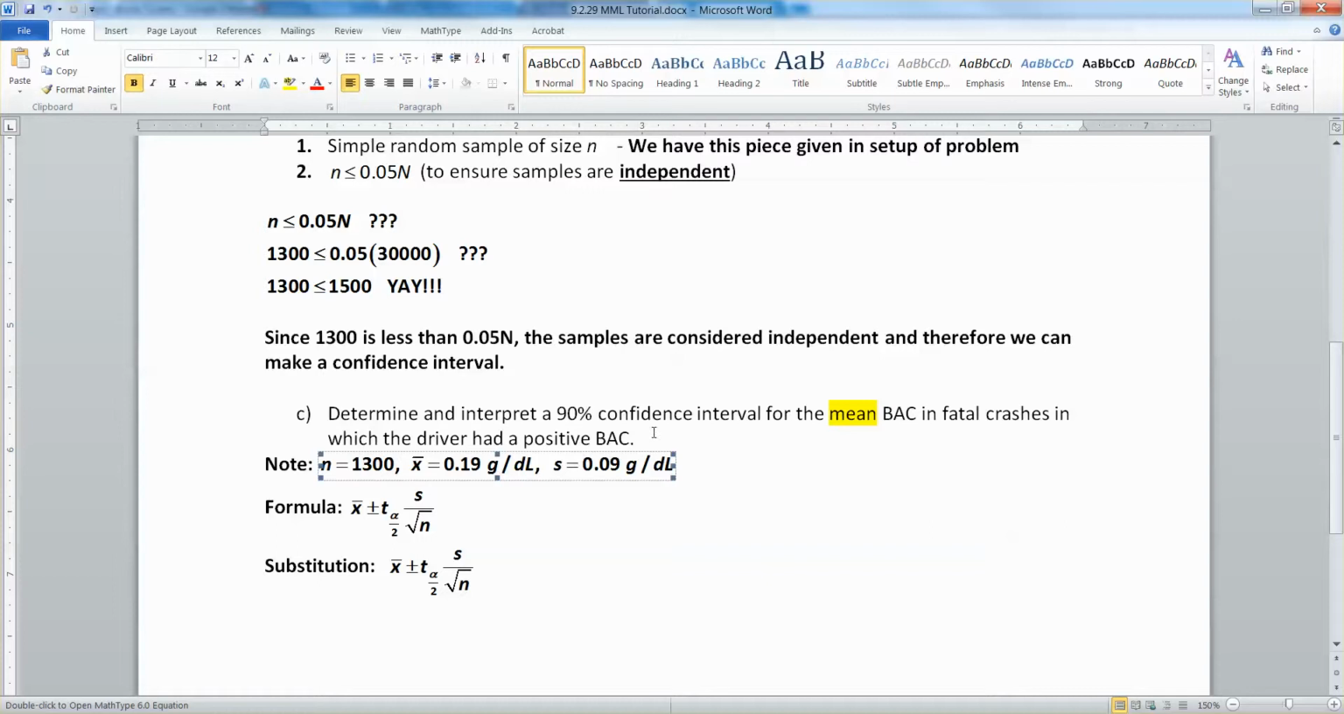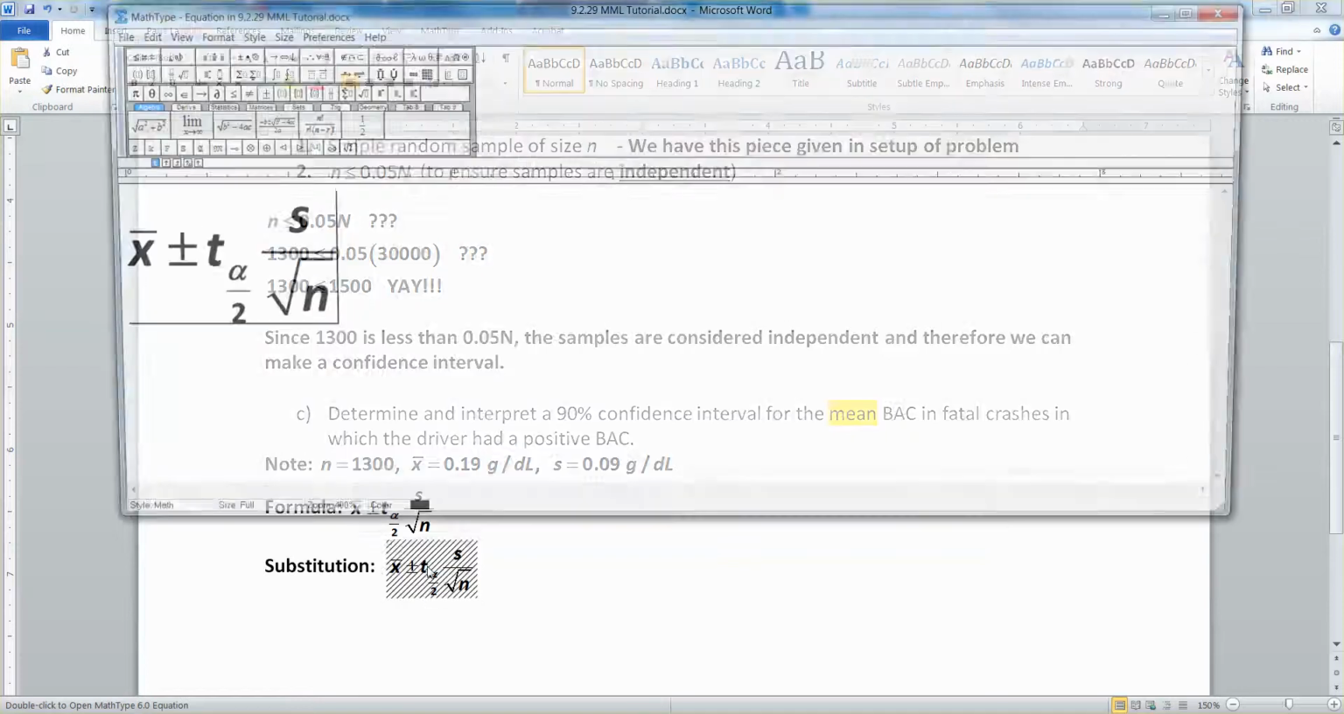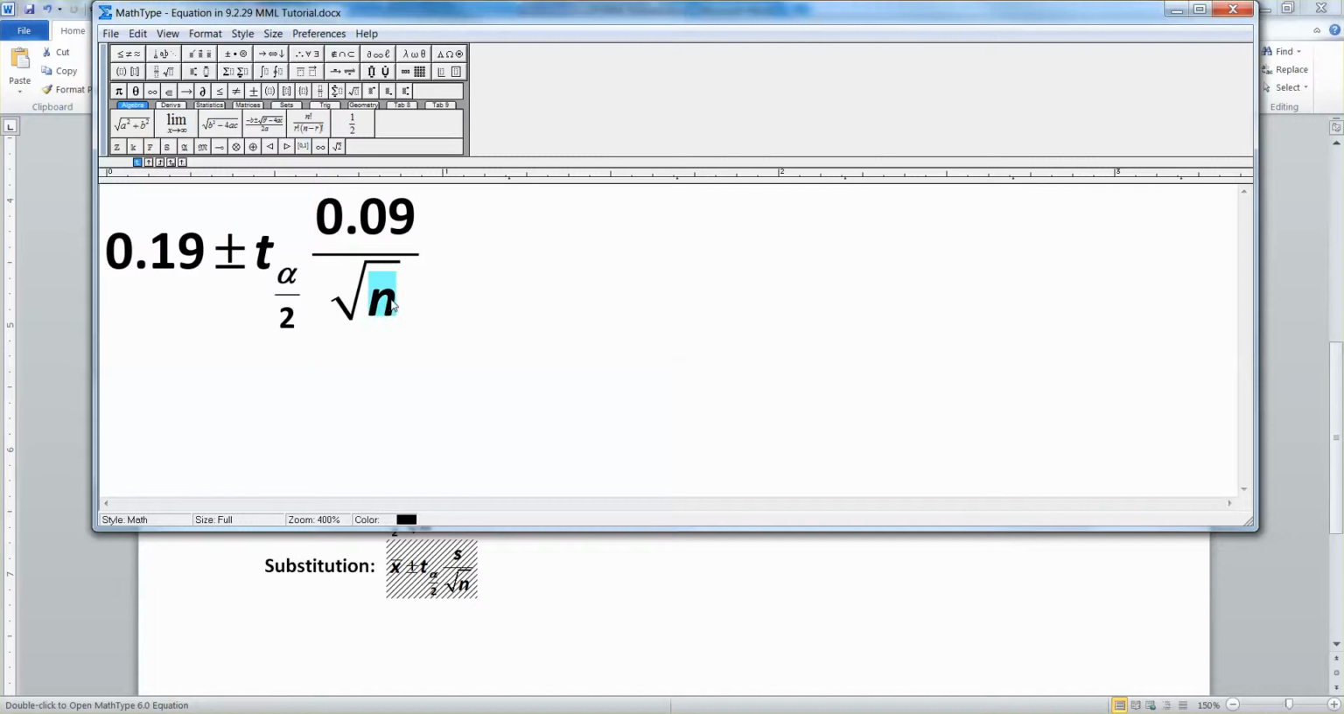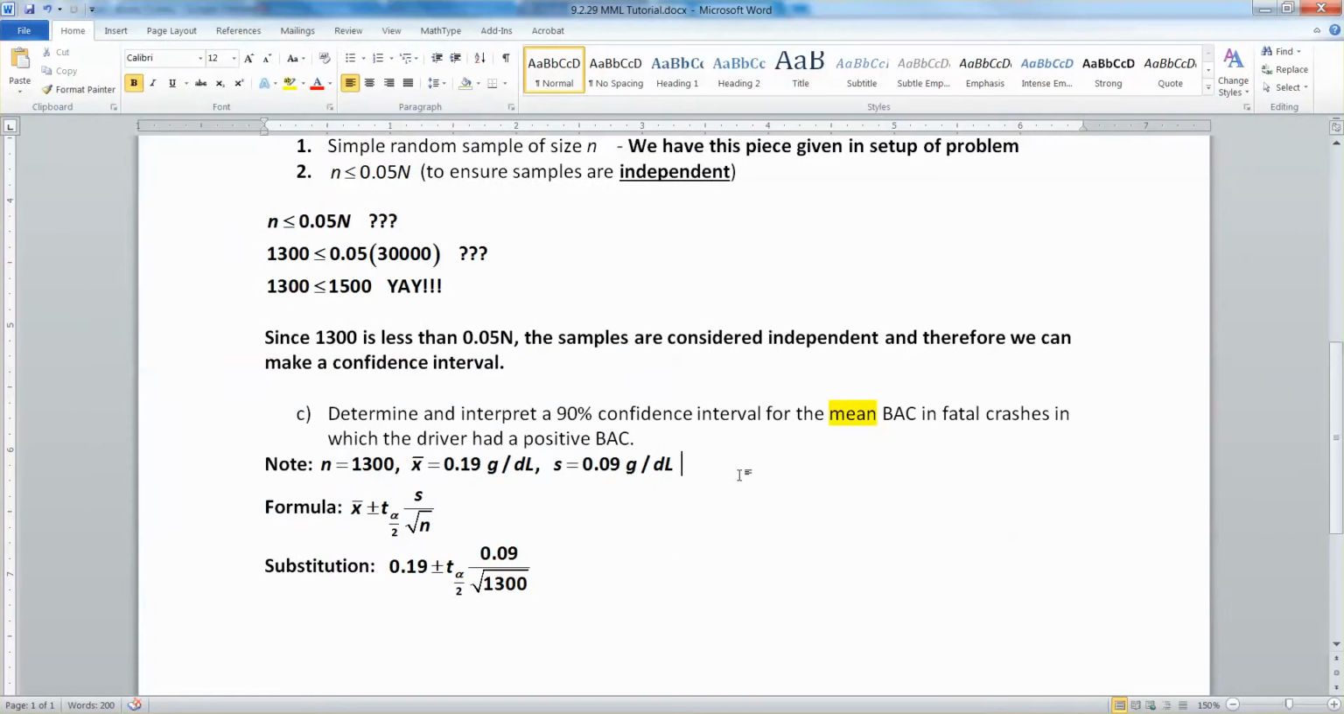There we have it. So X bar is 0.19 grams per deciliter, S equals 0.09 grams per deciliter. So I'm going to put 0.19 right here, 0.09 right here, N is 1300 right here. Now let's go figure out the degrees of freedom real quick. Degrees of freedom would be 1299, right?